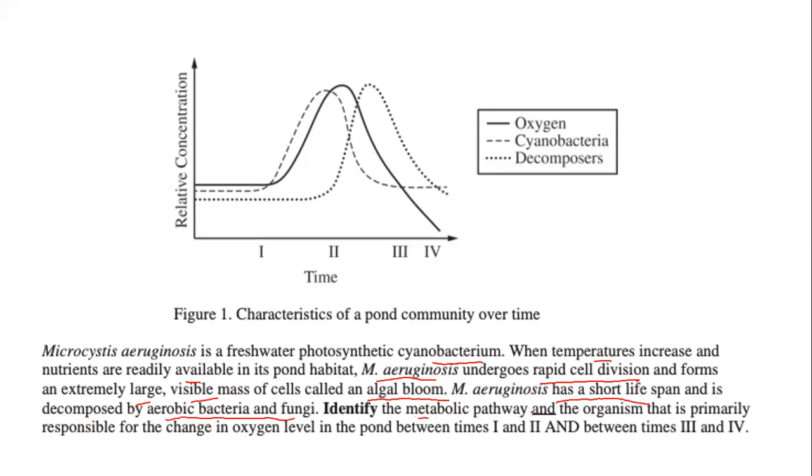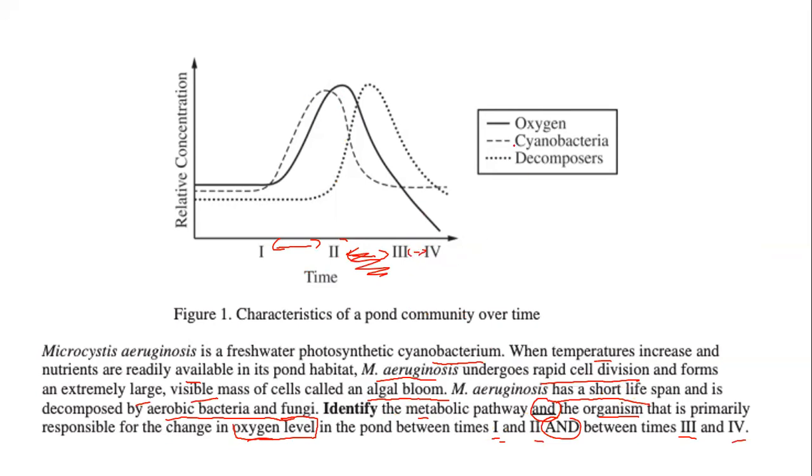Identify the metabolic pathway and the organism that is primarily responsible for the change in oxygen level in the pond between times 1 and 2 and between times 3 and 4. So we're looking at oxygen levels between 1 and 2. So what's going on here? We'll answer that first. Then we've got to figure out what's going on between times 3 and 4.